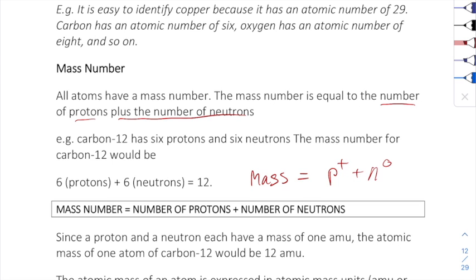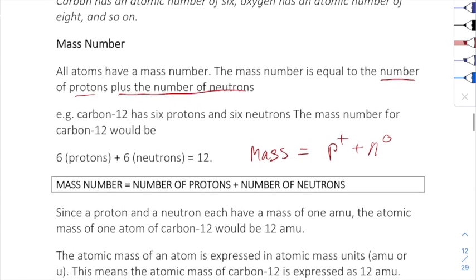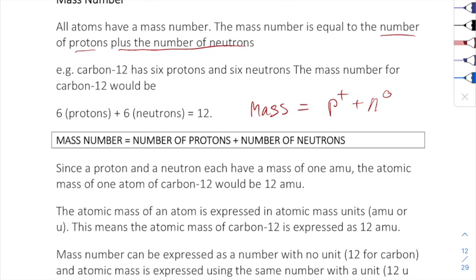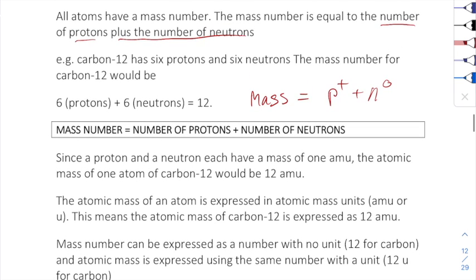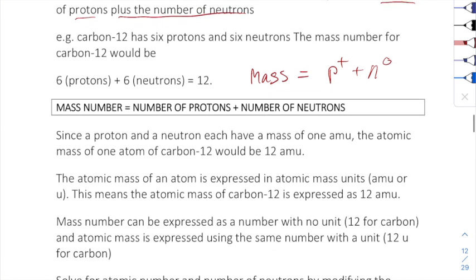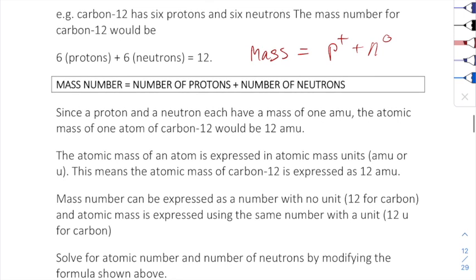Notice I do like these symbols. I like the P plus to remind me that it's got a positive charge, and 0 to remind me it has no charge for neutrons. Since a proton and neutron each have a mass of 1, the atomic mass of one atom of carbon-12 would be 12 atomic mass units. The atomic mass of an atom is expressed in atomic mass units, and so for carbon-12, it will be 12 atomic mass units. Mass number can be expressed as a number with no unit, and the atomic mass is expressed using the same number with a unit.